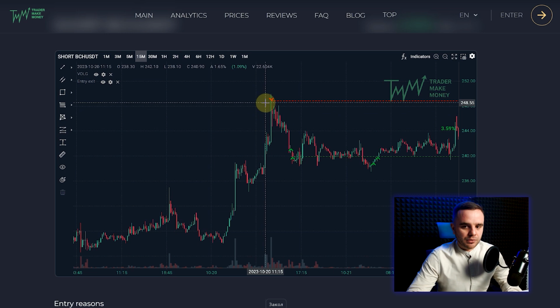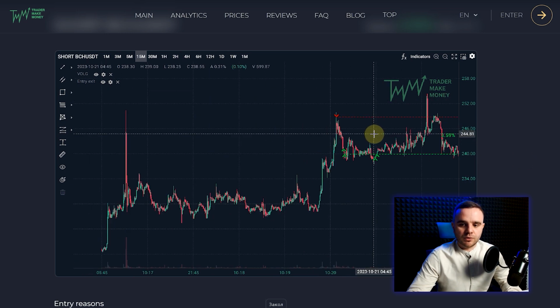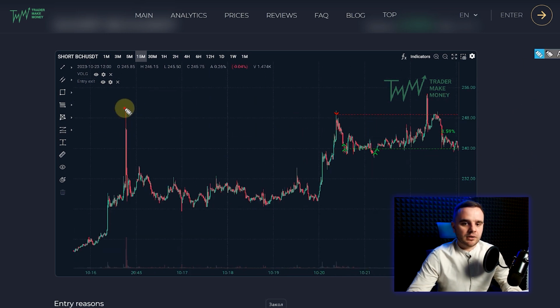This one is a really beautiful example. Why? Because first, what we have here is a key area, an important level. You can see this one, key area.